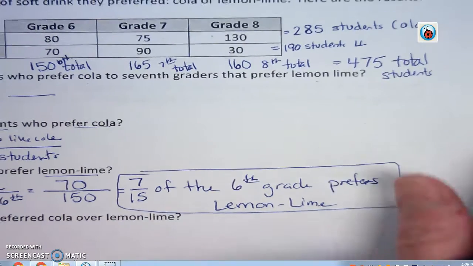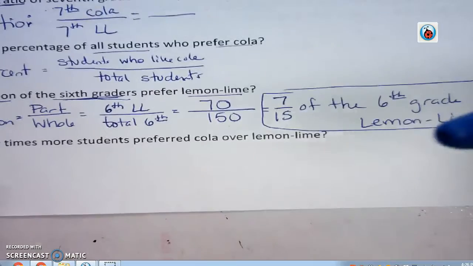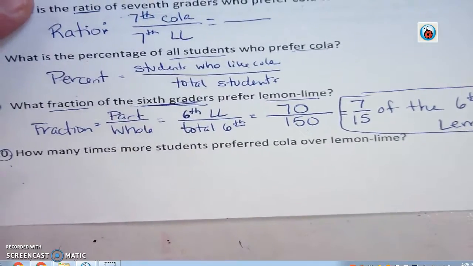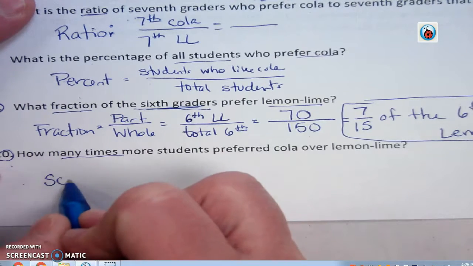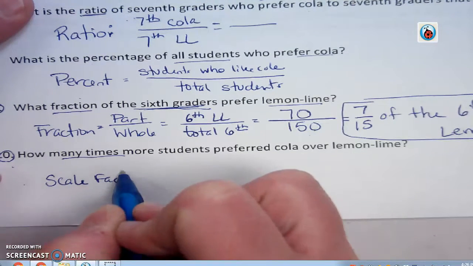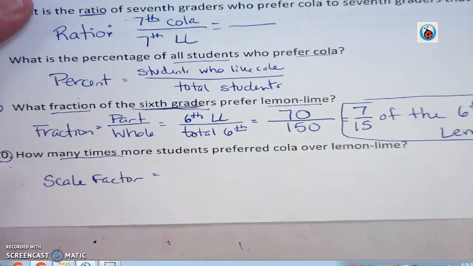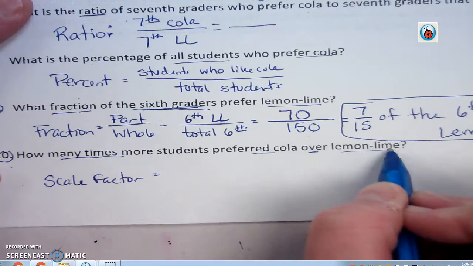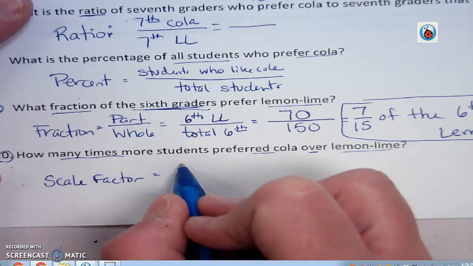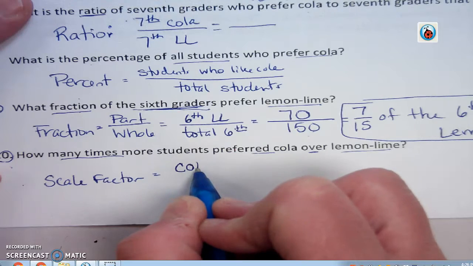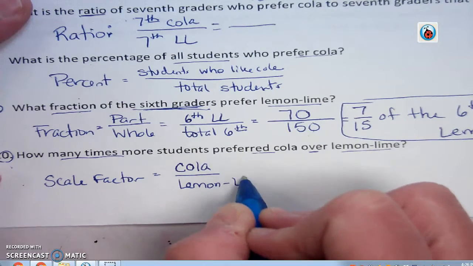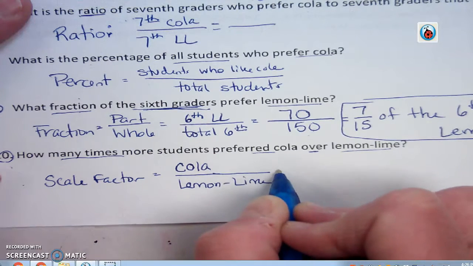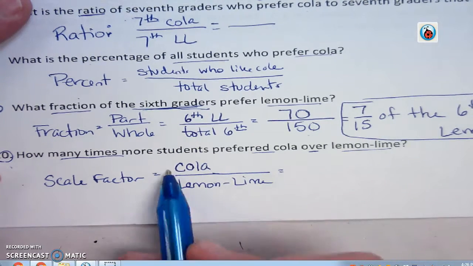Okay, so let's do number 10, and then we'll be finished. How many times more students preferred cola over lemon lime? How many times more, that's a scale factor comparison. So that means we're taking the cola number over the lemon lime. And to find the scale factor, we're going to divide, because remember, it's how many times bigger. So cola divided by lemon lime.